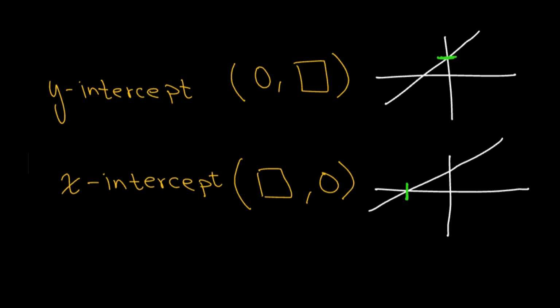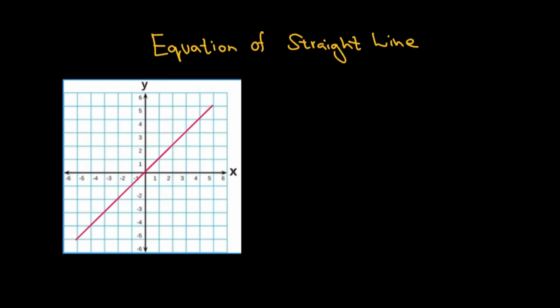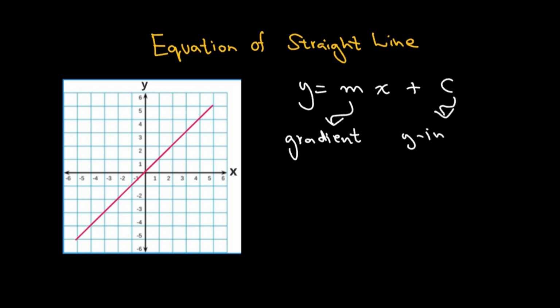So in summary, y-intercept is the y value at which the line intersects the y-axis, or you can say y-intercept is the y value when x equals 0. Also, x-intercept is the x value where the line intersects the x-axis, or you can say x-intercept is the x value when y equals 0. Now, any straight line has an equation in the form y equals mx plus c, where m is the gradient and c is the y-intercept.